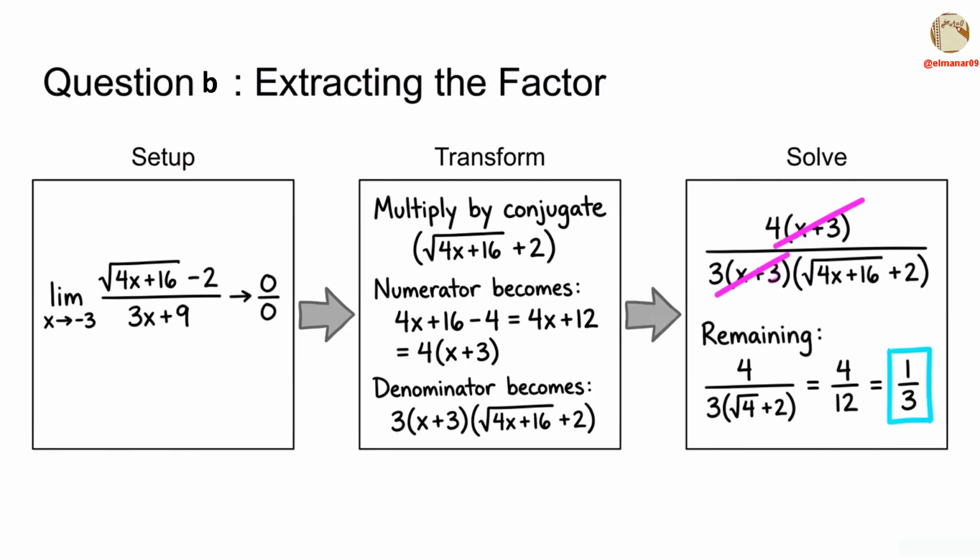Finally, solve. Cancel the x plus 3 factors. Now you are left with 4 divided by 3 times the square root of 4 plus 2. Plugging in the numbers gives 4 over 12, which simplifies beautifully to 1/3. You're getting the hang of this.